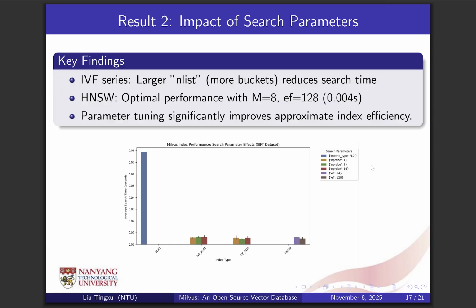Next, let's talk about the impact of search parameters. In IVF FLAT and HNSW, here are some parameters we can tune. The key findings are, for the IVF series, the larger the nlist, the lower the search time is. And HNSW shows the best performance with M equal to 8 and EF equal to 128. Parameter tuning significantly improves approximate index efficiency.